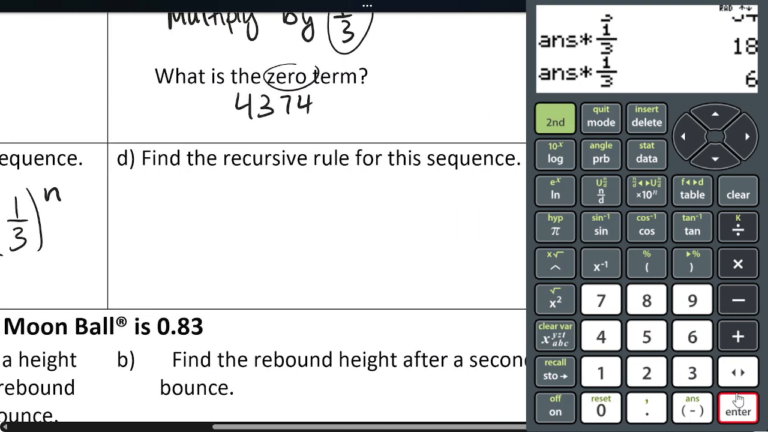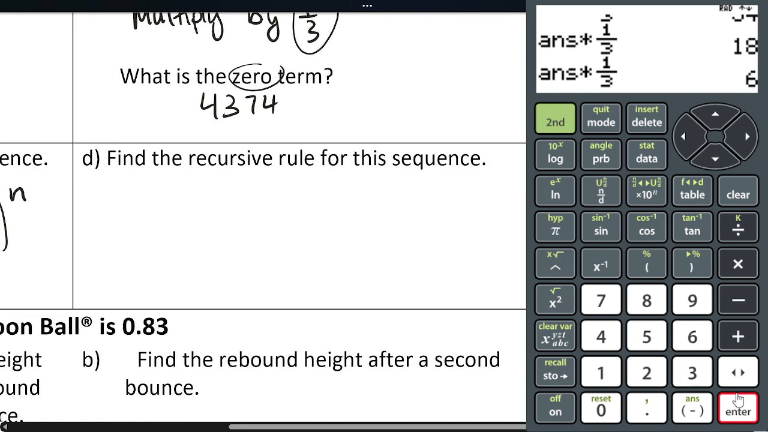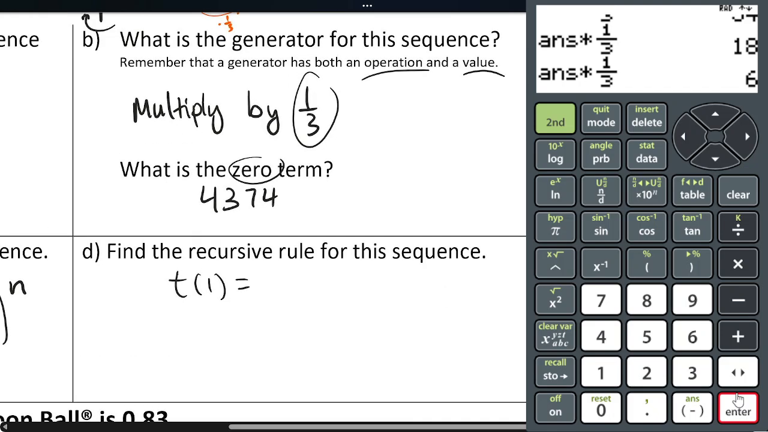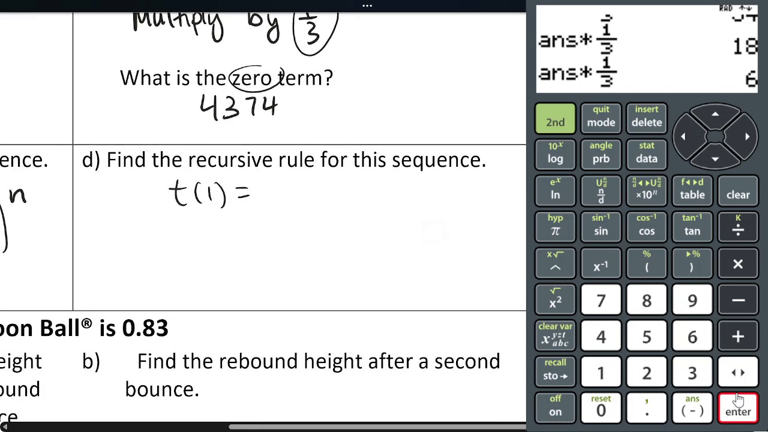All right, last question. It says write the recursive rule for this sequence. So the recursive rule requires two things. It requires knowing where to begin and how to move forward. So for this sequence, where to begin? Well, the first term of the sequence was the number, I just forgot it. It's 1458. So that's the beginning part.